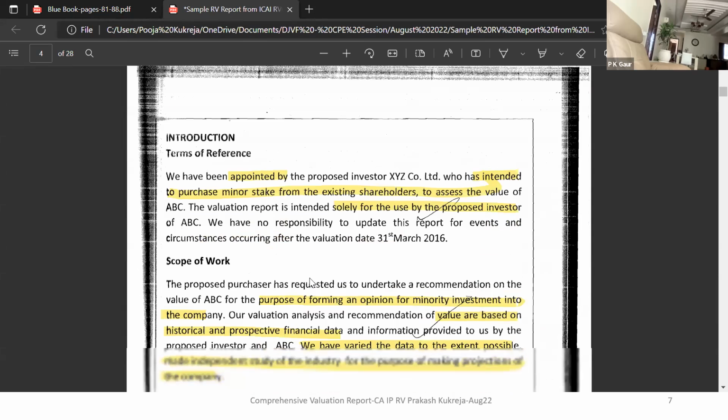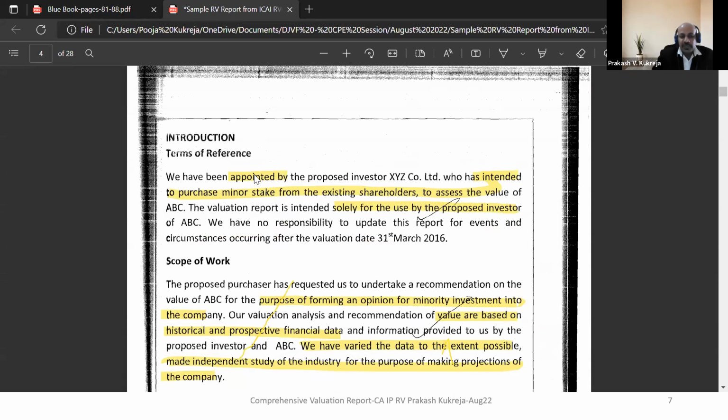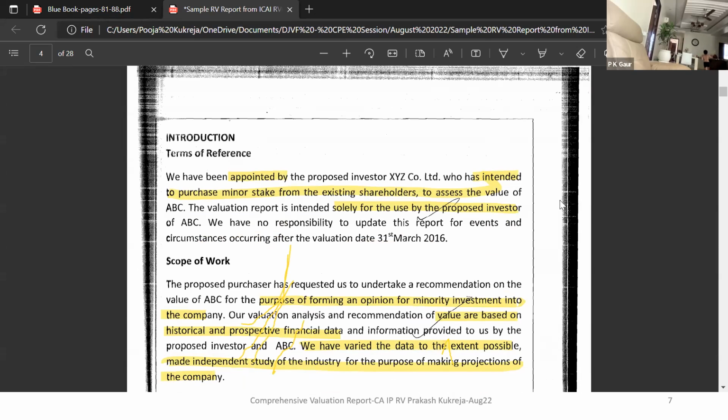Then comes the introduction part. So this is your terms of reference, who was appointed. It also mentions the intention. The intention was that XYZ Limited intended to purchase a minor stake from existing shareholders, to assess the value, right? So this is the intention of the report. This is the purpose, and solely for use by the proposed investor. Scope of work.